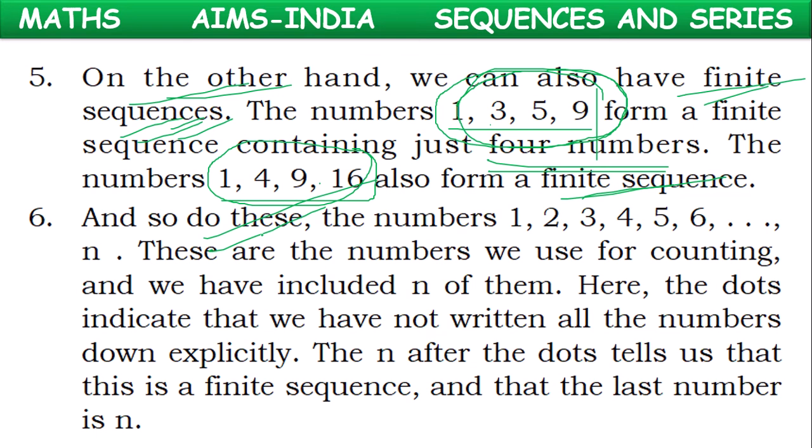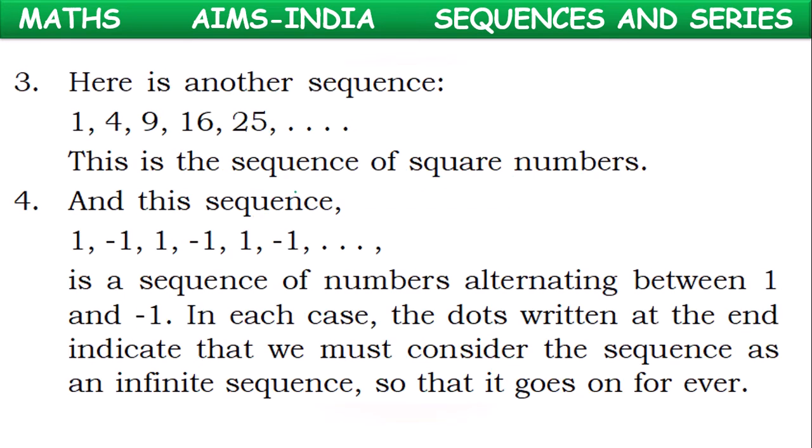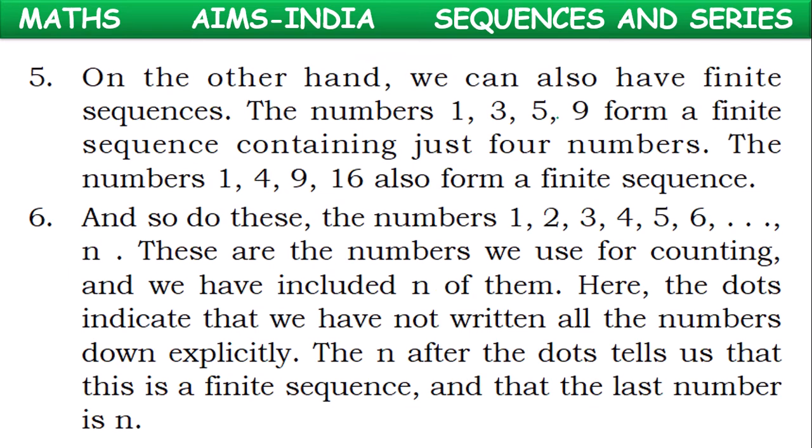So like that, we can have infinite sequences. If we represent dots, it means that it is an infinite sequence and it goes on forever. If there is no dot mentioned after the last element, then we have to consider it as a finite sequence. It is having only a limited number of elements.